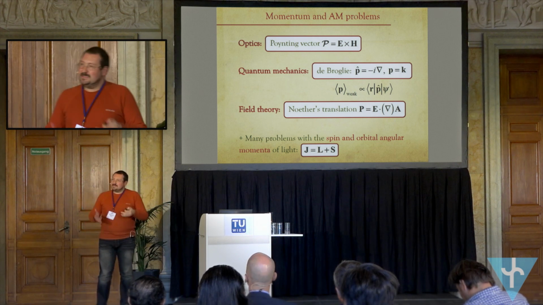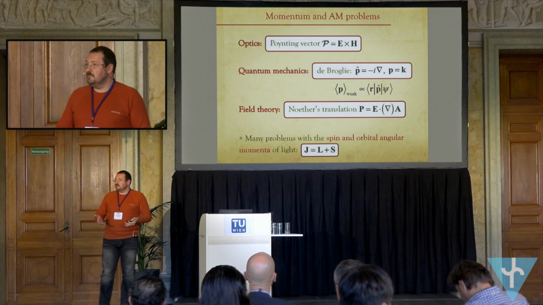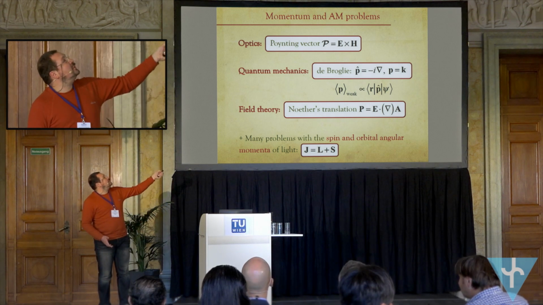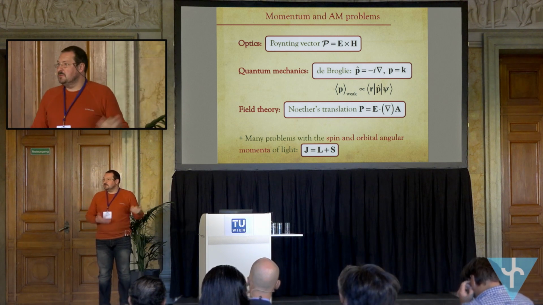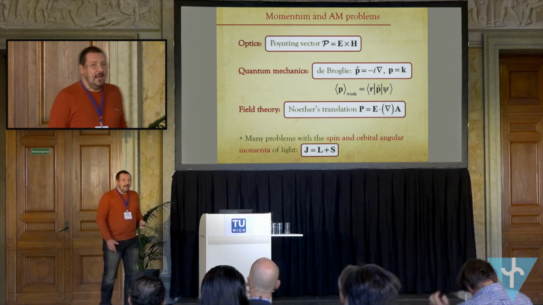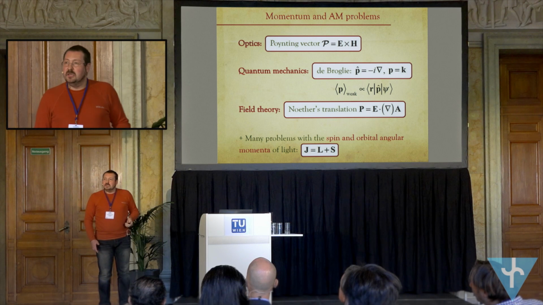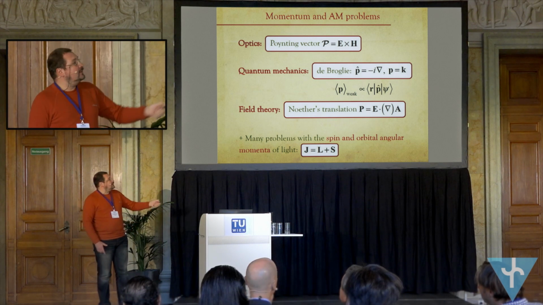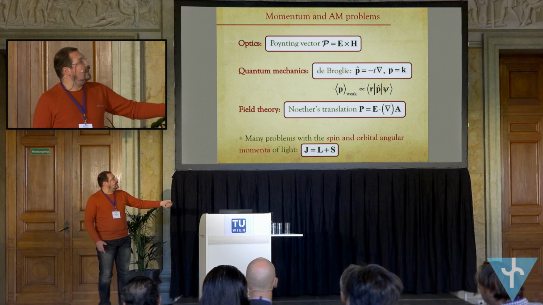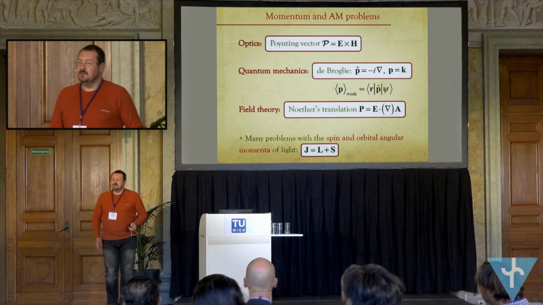Therefore, we have the same physical entity, light, or photons, or electromagnetic waves. And if we describe momentum in optics, quantum mechanics, or field theory, we have three different formalisms, and we don't see similarity. And as I will show you, this discrepancy between these theories is related to the separation of spin and orbital degrees of freedom of light, to how we can describe angular momentum separated into orbital and spin parts for photons.